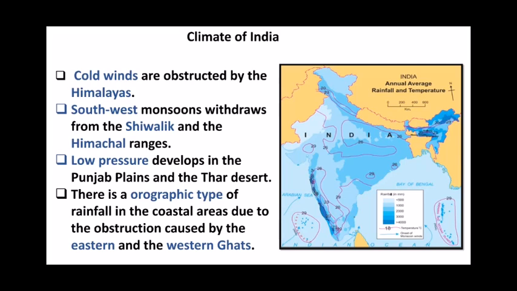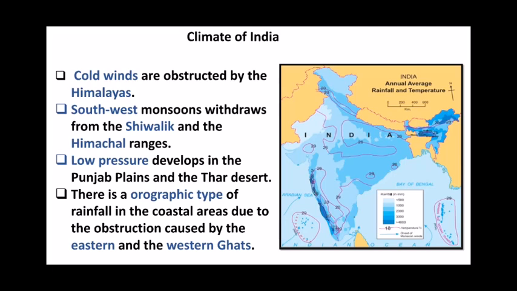Because of high temperatures in summers, low pressure areas develop in the Punjab plains and the Thar desert of Rajasthan. This attracts winds coming from the high pressure region in the Indian Ocean, which start blowing towards the mainland of India. These winds that are carrying moisture in them bring rainfall.